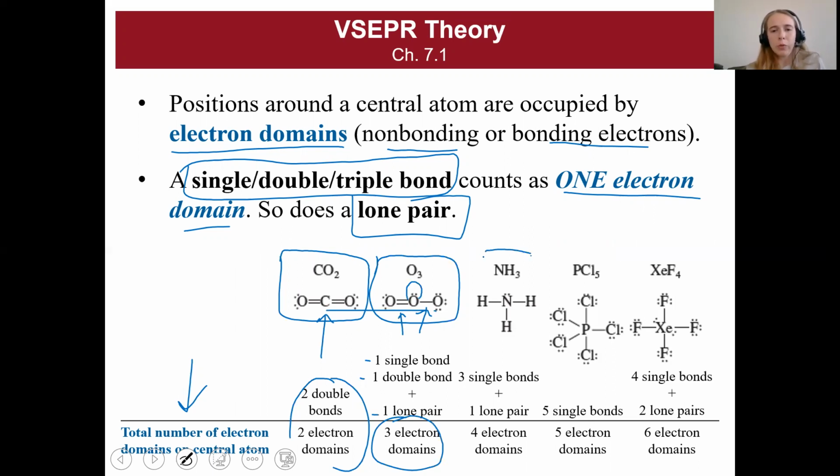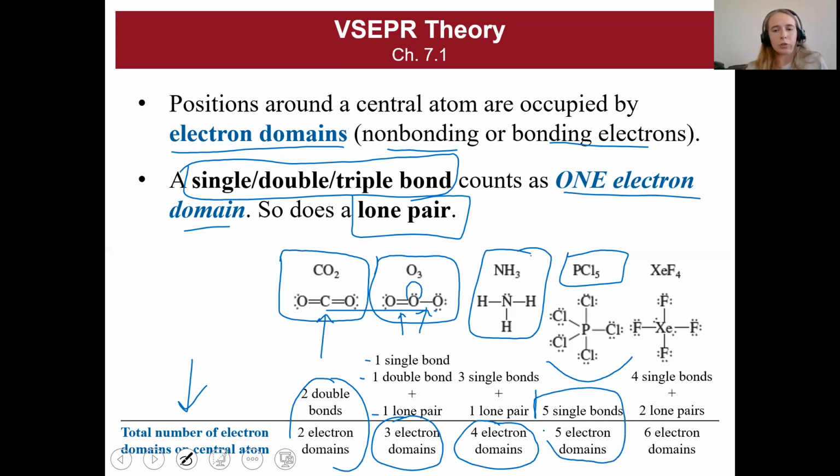What about ammonia? Our little ammonia molecule over here has 3 single bonds and a lone pair. Each single bond counts as 1 electron domain, and the lone pair counts as 1, so we have 4 electron domains. PCl5, so now we have 5 chlorines around our phosphorus atom. Those are 5 single bonds. Doesn't matter if they're single bonds or double bonds, right? But in this case, they're all single bonds. So that's 5 electron domains.